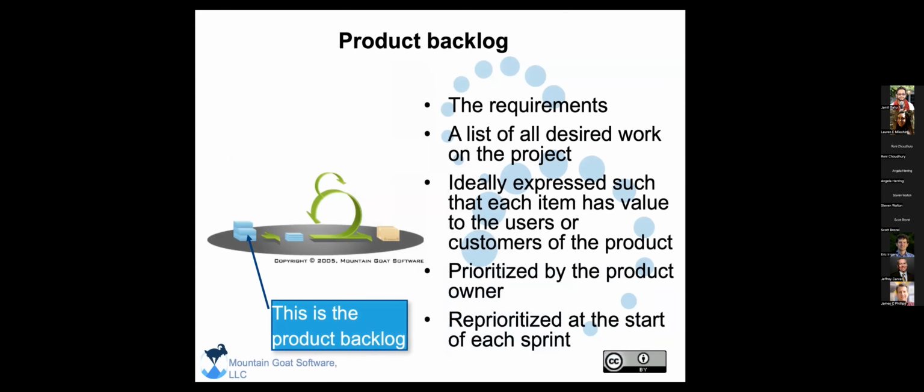So let's see. Next, we'll talk about the product backlog. So in the product backlog, it's the requirements. This thing is managed by the product owner, and they help organize everything that's going on inside the project. So they're supposed to tell you that widget A is more important than widget B, which is more important than widget C, and they're supposed to express it so that you can really tell what they mean. And it can be reprioritized at the start of every sprint.